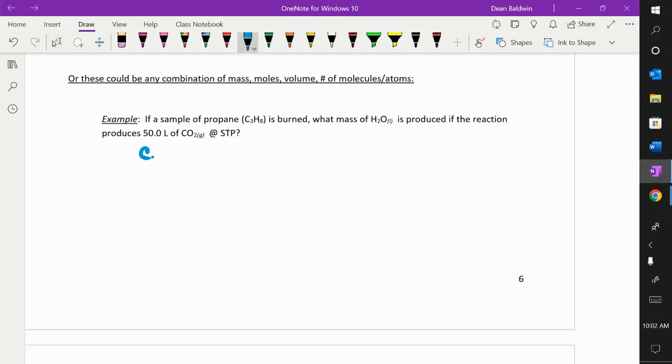So, C3H8, I should write this in. C3H8 plus, what do you need to burn things? Oxygen, O2. What is always the product of a combustion reaction? CO2 and water. All right. Your job is to balance it. Go. Please.